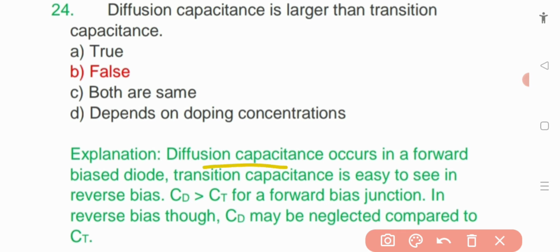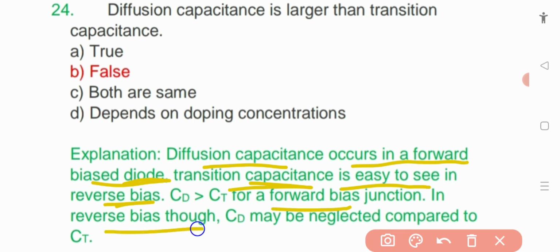Diffusion capacitance occurs in forward bias diodes. The transition capacitance is easy to see in reverse bias. CD greater than CT for a forward bias junction. In reverse bias though, CD may be neglected compared to CT. Means diffusion capacitance is greater than CT for a forward bias junction.